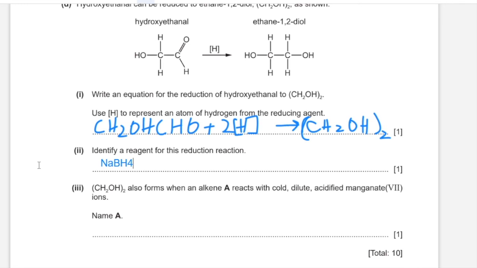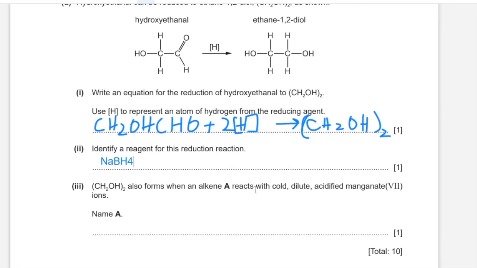Ethane-1,2-diol also forms when an alkene A reacts with cold dilute acidified manganate ions. Name A. So A would have to have 2 carbon atoms with a double bond between them, which would mean A is ethene. And this is it.